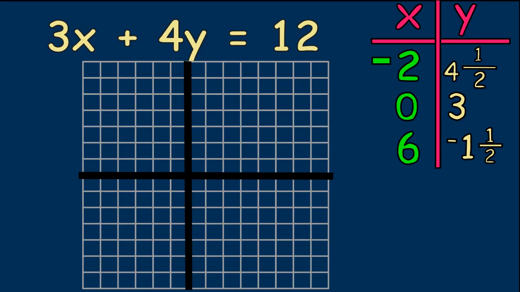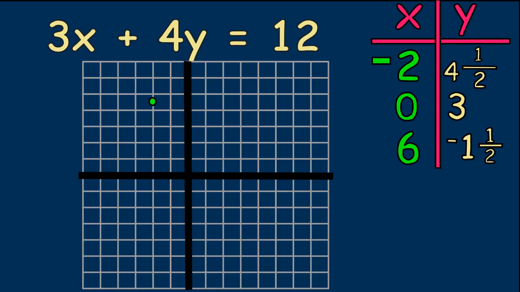to graph the points. The first point we have is -2, 4.5. To graph this, as always, we start at the origin, 0, 0. From there, go to the left 2 spaces, and up 4.5 spaces. Put a dot to mark the spot.